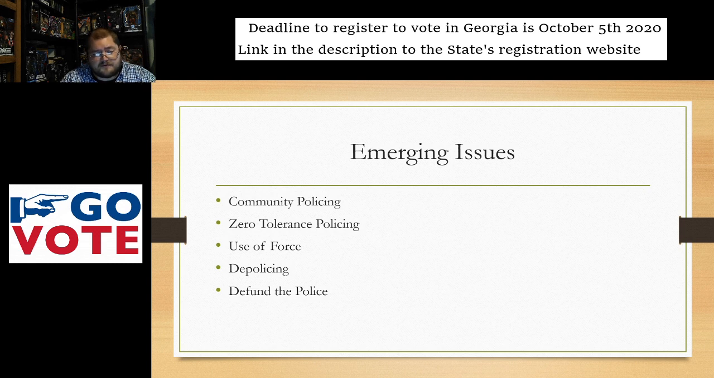Use of force: when to use force, what levels of force to use. We seem to be in a position as a country where that's going to have to be recalibrated. And really on both sides, the expectations of the police, but also the expectations of the community.